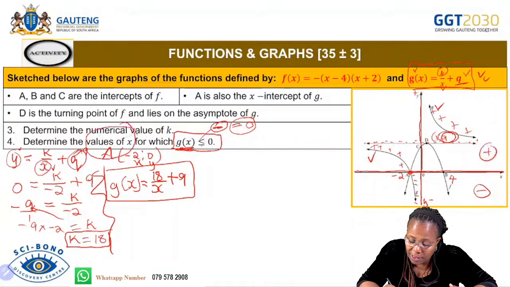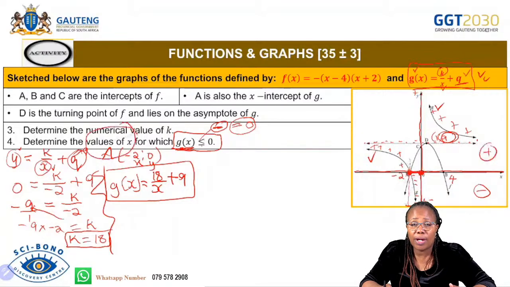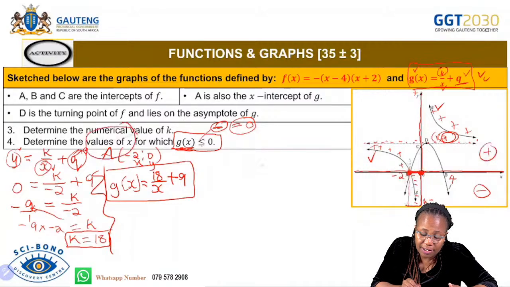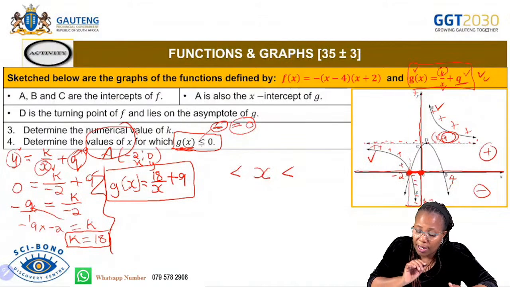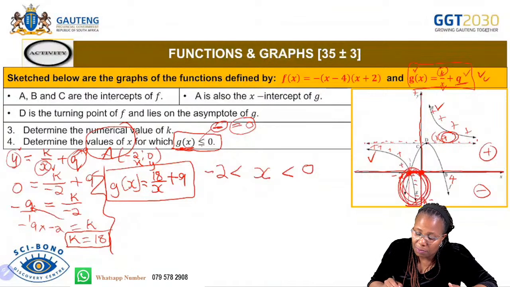Our graph is negative at this point here. Can you see? It's only this part here. So this part lies between which values? The x values minus 2 and 0. After identifying, you now tell us that this graph will only be negative between 0 and minus 2. That is where we have a negative part there, between minus 2 and 0.